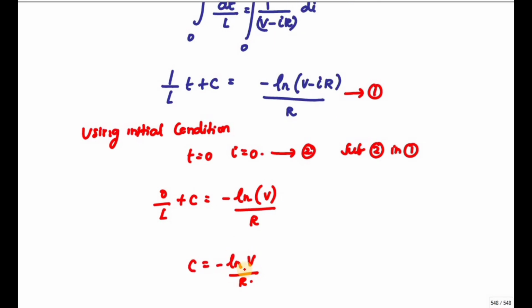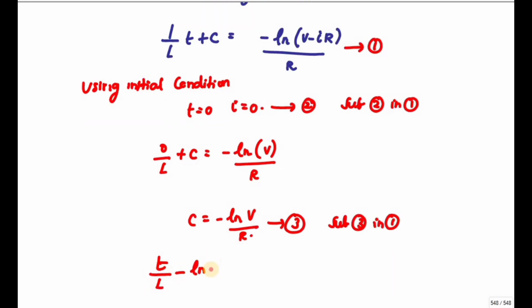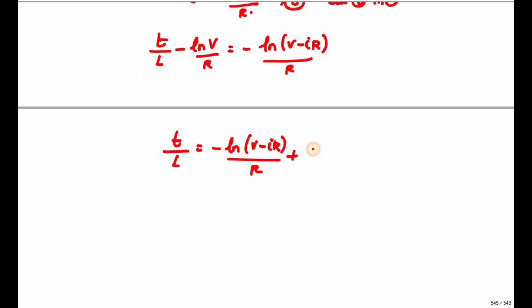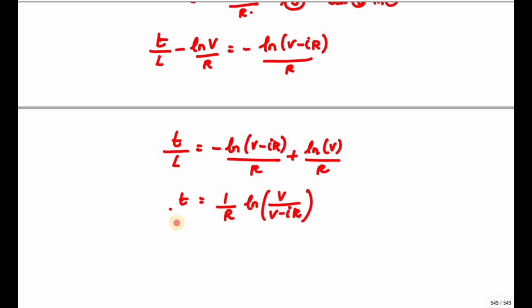Substitute this third equation in the first equation. I will get t divided by L minus ln V divided by R is equal to minus ln of (V minus IR) divided by R. Solving, t divided by L is equal to minus ln (V minus IR) divided by R plus ln V divided by R. Taking 1 by R common, ln V divided by (V minus IR), because the minus of ln goes to the denominator, is equal to t divided by L. Rearranging, R divided by L into t is equal to ln V divided by (V minus IR).